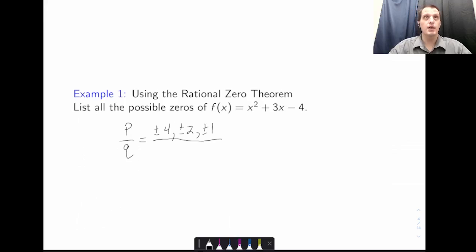Likewise, we're going to have all of our possible factors for our leading coefficient, which is actually just a 1. So that's just going to be plus or minus 1. This one simplifies fairly easily. This just becomes plus or minus 4, plus or minus 2, plus or minus 1. So these are all the possible zeros. They're not necessarily the zeros, they're just possible zeros: positive negative 4, positive negative 2, positive negative 1. Simple enough so far.